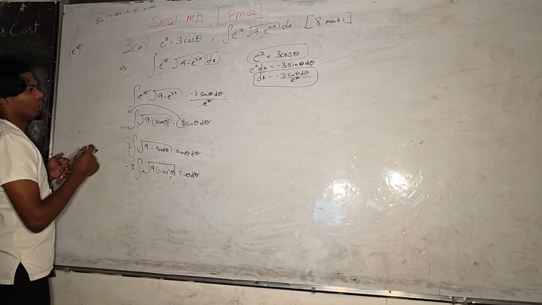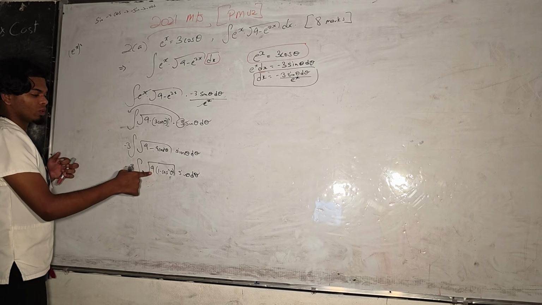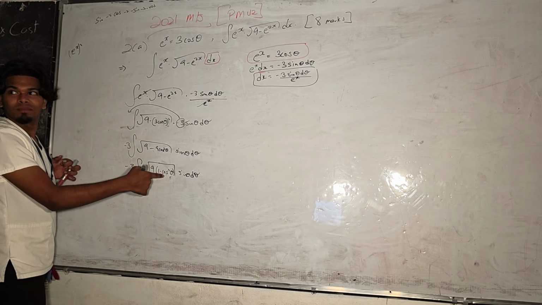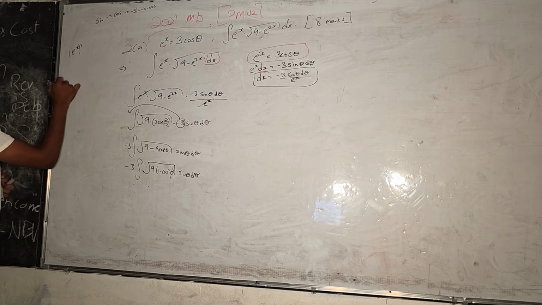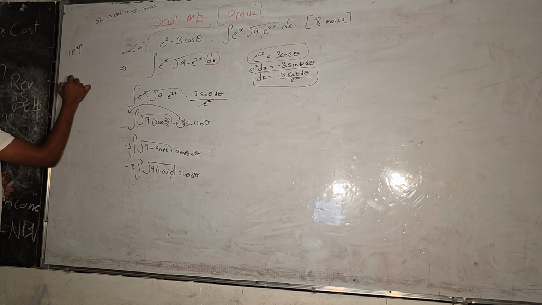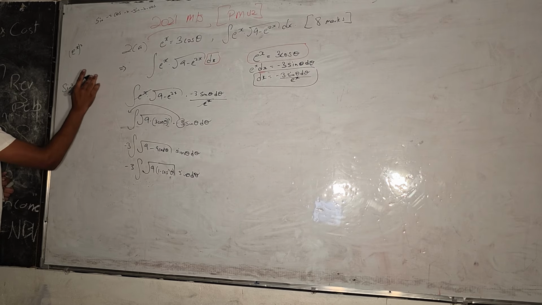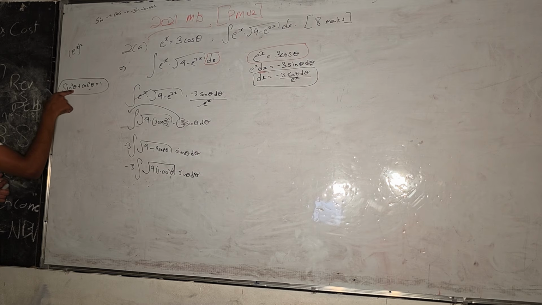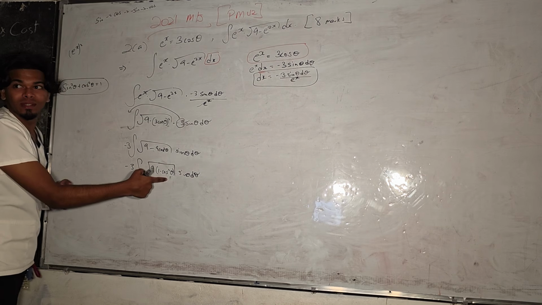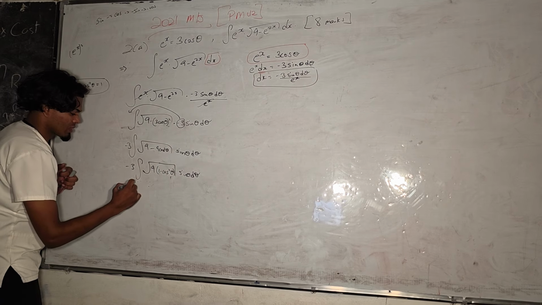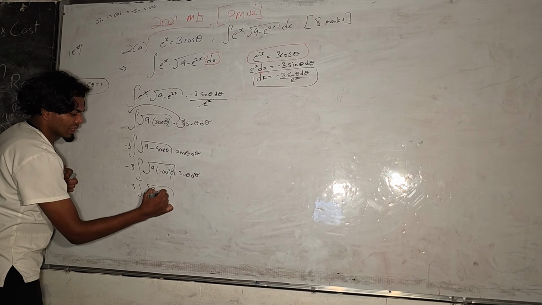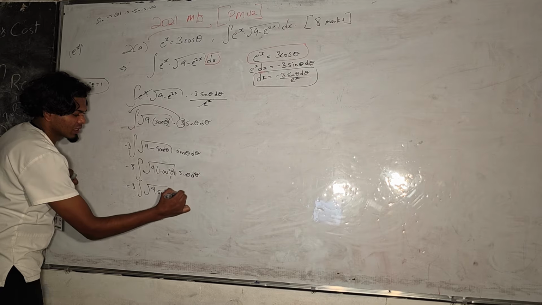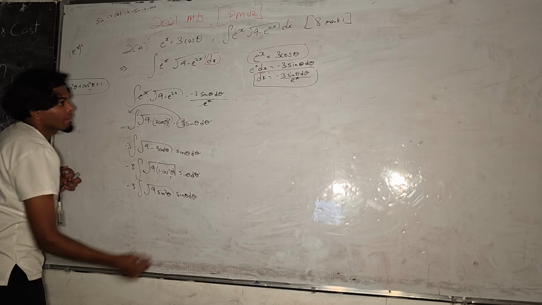Next step. What can you do? Use the identity. This is the same thing as sine square theta. We know the identity: sine square theta plus cos square theta equals 1. So sine square theta is 1 minus cos square theta, which is here. So you can convert it to sine. So you get negative 3 integral of the root of 9 sine square theta sine theta d theta.